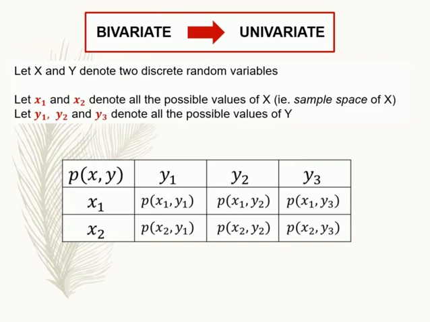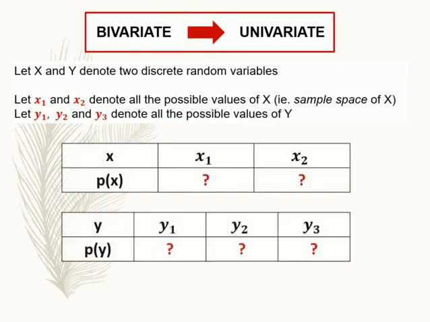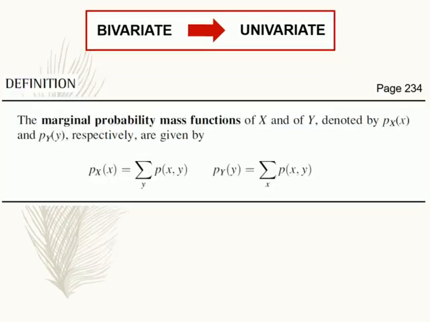Now, when you're given a bivariate table like this, you can actually convert it to the univariate case. In other words, instead of just focusing on the joint probabilities, you can go back to these simple cases here. This is back to what you know already. And this is what they show you in the definition on page 234.